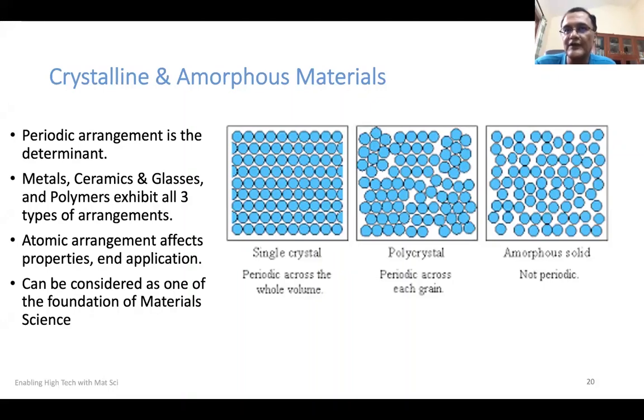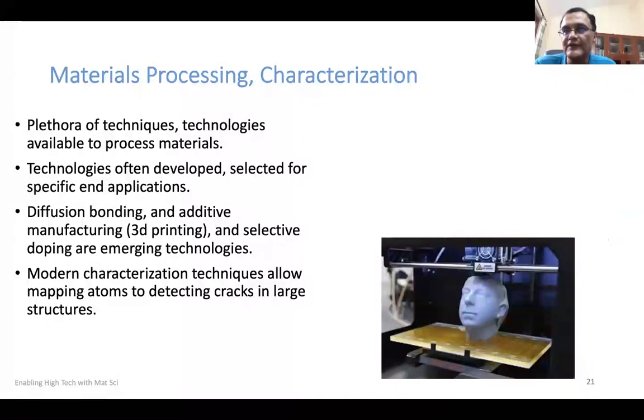The other thing which I would like to bring up here is that the whole set of materials and their arrangements at the atom level is another foundation of material science, just as the periodic table was. So if we can go to the next slide, I'll not spend too much time on this, but this is, how do you make materials, right? There is a plethora of techniques and technologies. What I have shown here is 3D printing.